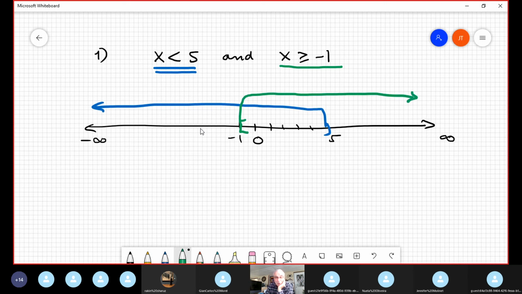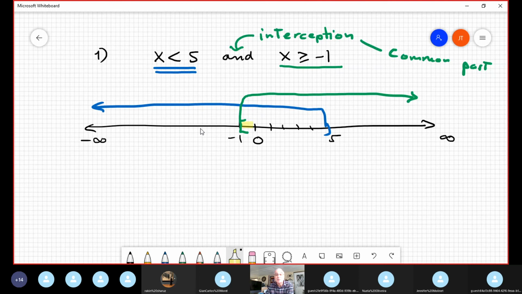My question is, what is the intersection? Remember, and means intersection. Intersection means common part, the common part where both intervals, blue and green, overlap. In your opinion, what is the overlap? In my opinion, the overlap includes negative 1 because it's equal and does not include 5 because it's not equal.